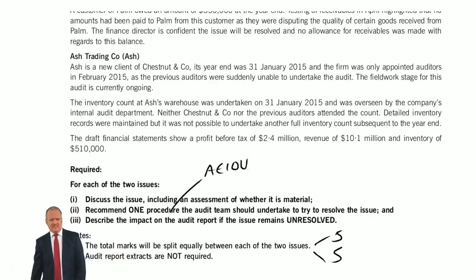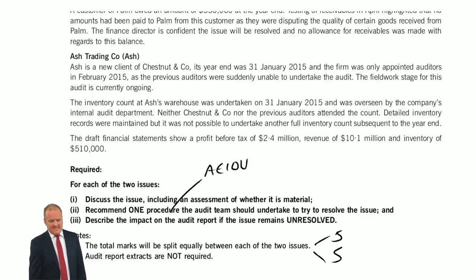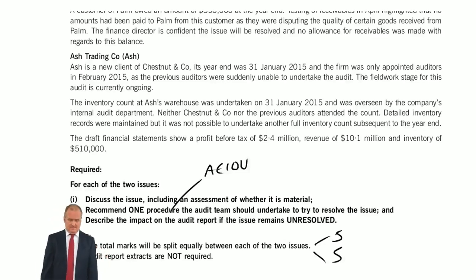The inventory count at Ash's warehouse was undertaken on the 31st of January 2015, and we weren't the auditors, which means we won't have been there, and was overseen by the company's internal audit department. Understandable. The year-end stocktake is an internal control, and as we know, internal auditors like to keep an eye on the quality of a company's controls. Neither Chestnut, that's us, nor the previous auditors attended the count.